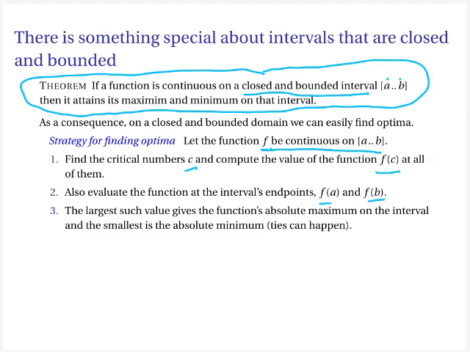Ties can happen. But anyway, the point is that there's something special about intervals that are closed and bounded. It's the closed and boundedness that makes this work. A continuous function on a closed and bounded interval must attain its optima. Okay, of course we're going to do examples. Of course we are. So here's an example of a function that is continuous, and I'm looking at a closed and bounded interval.